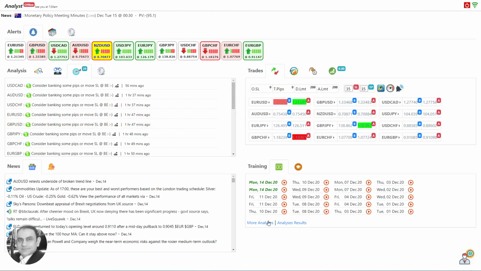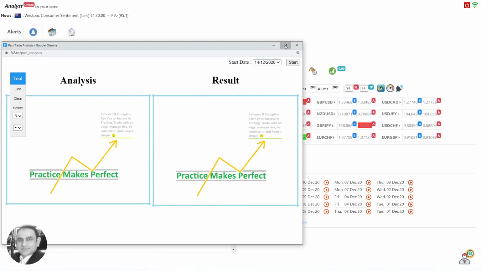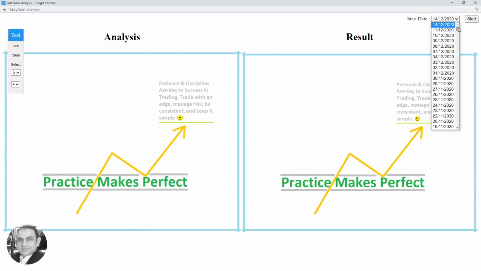All right, so let's go back to all the analysis. And as you can see here in the platform, we have analysis since 2018. So members can go to any day's analysis, and they can see how we analyze the market and how we bank some profit. All right, so let's go back to today's analysis.